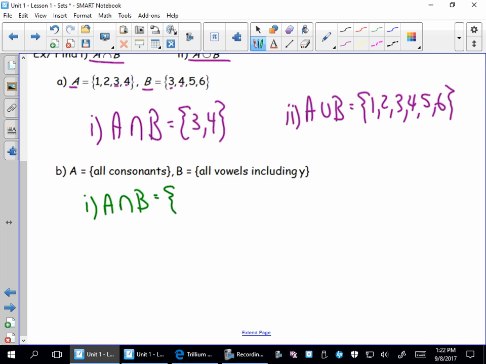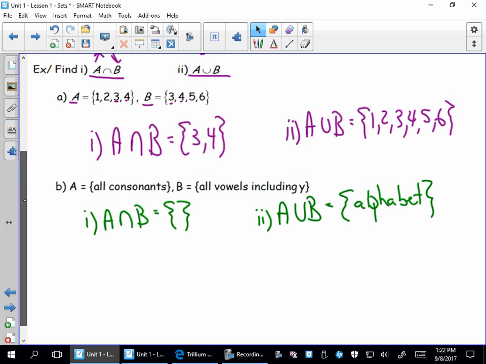Well, I guess it sort of depends on your definition of the letter Y, if you will. If we're saying that Y is a vowel, it's not a consonant then. That means there's nothing. It's the null set. There's nothing in common here. Right? If I do A or B, however, I've got all the consonants and all the vowels. In other words, I got all the letters. So I'm going to call this my alphabet. Okay, it's a list of all the things that show up.